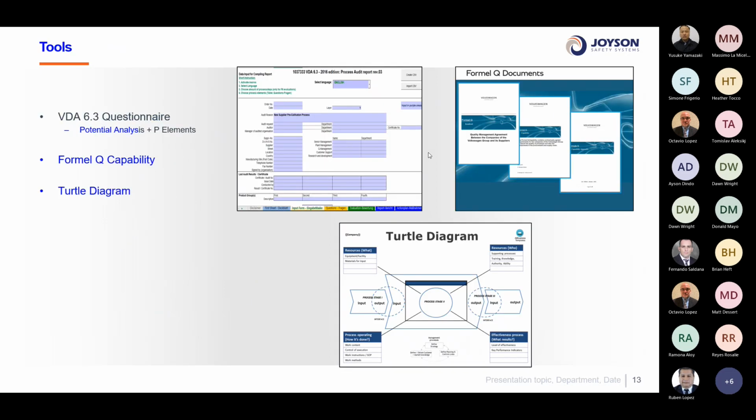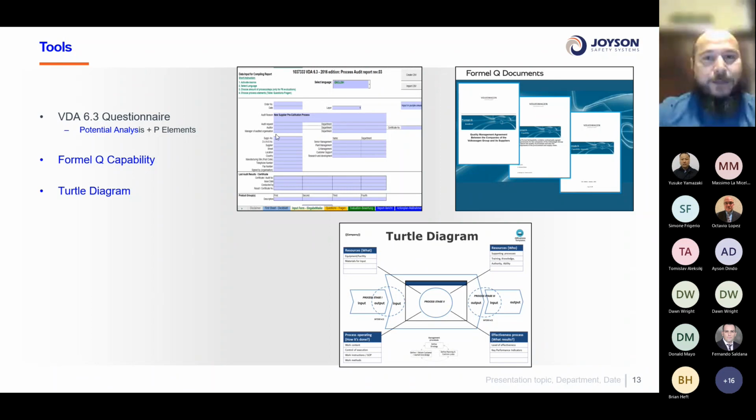Okay, now the tools that we are using for our VDA6, let me see if you can see me here just for a minute. Can you guys see me? Yes, I can see you. Yes. Okay. Good morning, everyone. Hello. Okay, thank you. Good morning.